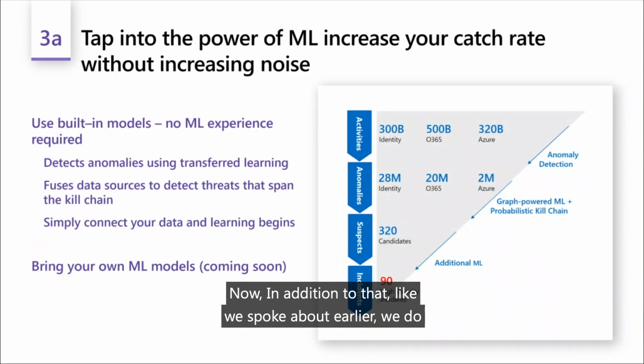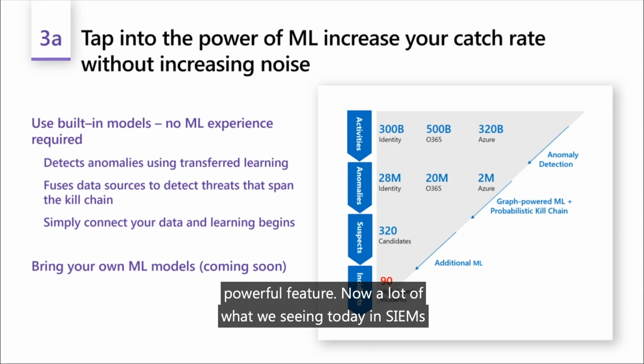Now, in addition to that, like we spoke about earlier, we do provide you built-in ML capabilities. Depending on whether you want to just use our built-in models or you want to bring your own models as well, that's also entirely possible. So what we're able to do within there is to help you reduce the amount of false positives that you are seeing in your SIEM, and also to do cross-source correlation. So that's a really powerful feature.